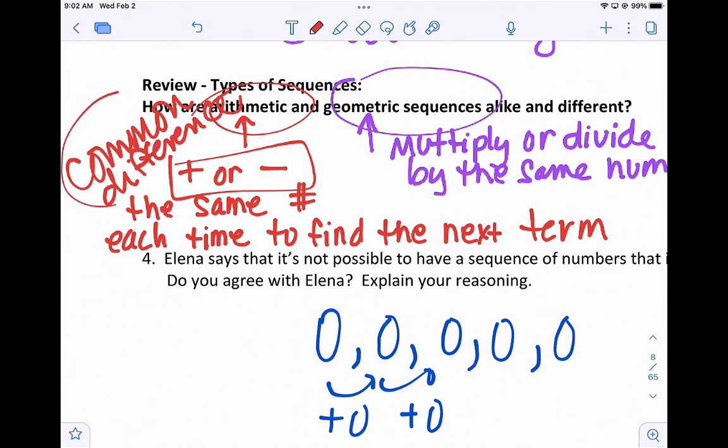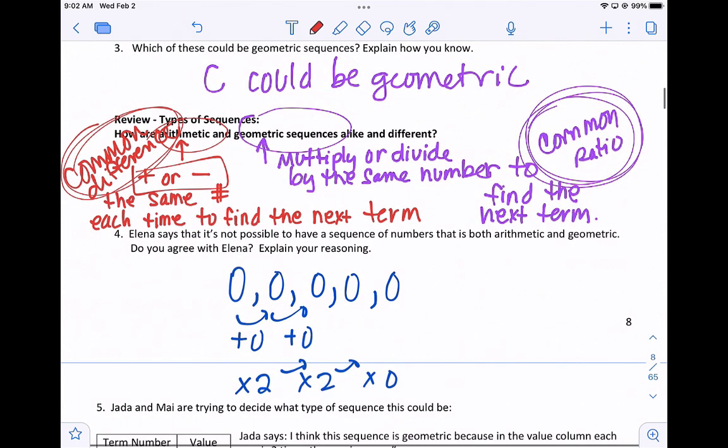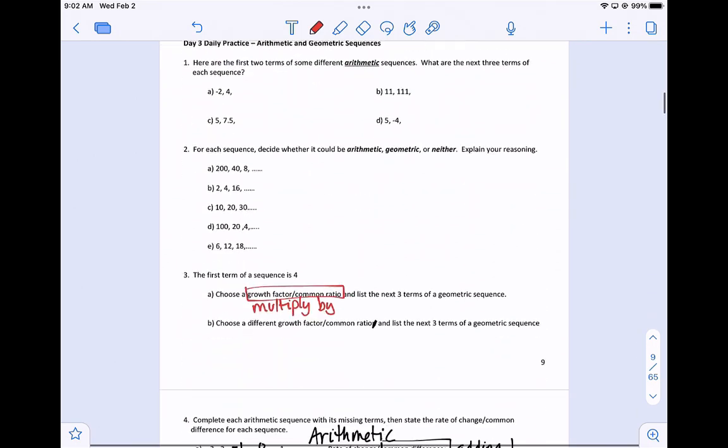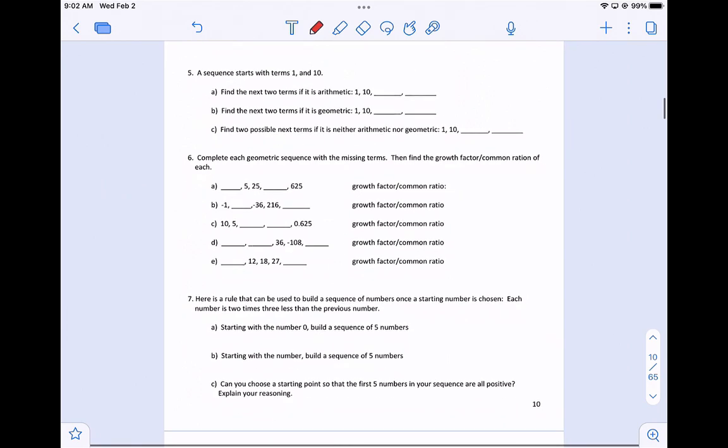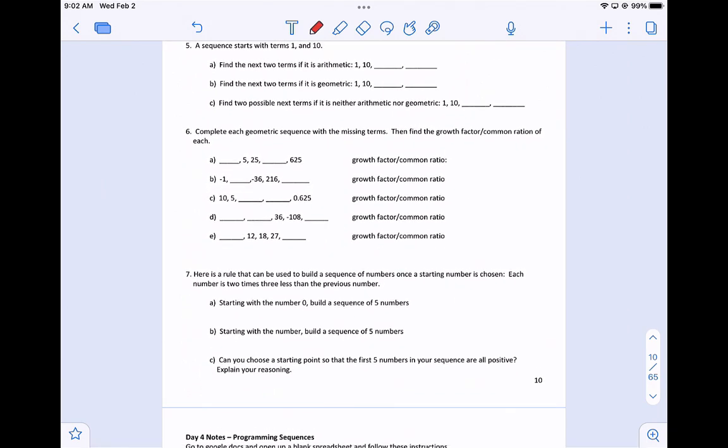Okay, so now I think you have all the information that you need to complete the assignment, which is on pages 9 and 10.